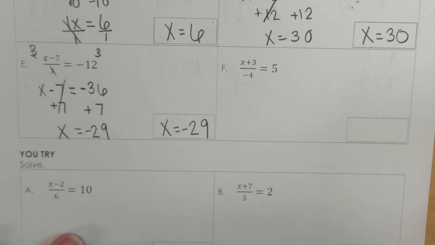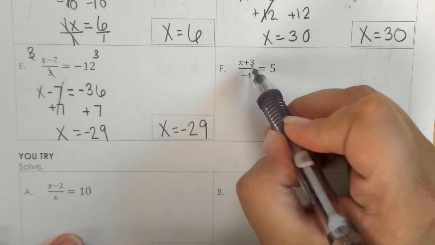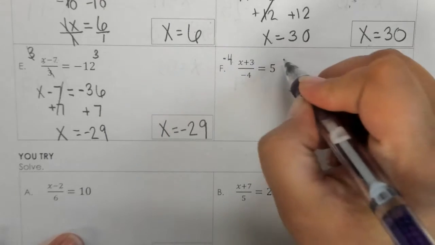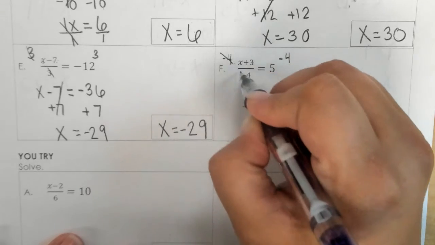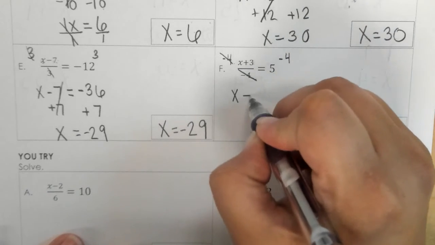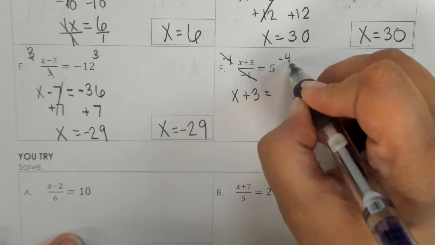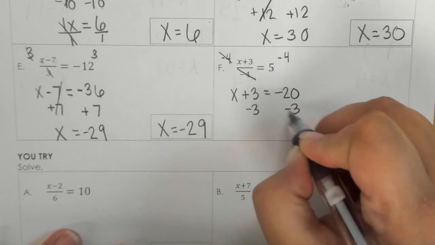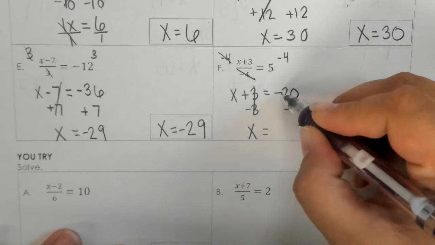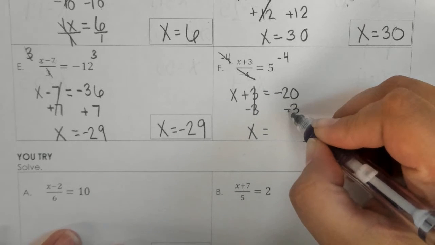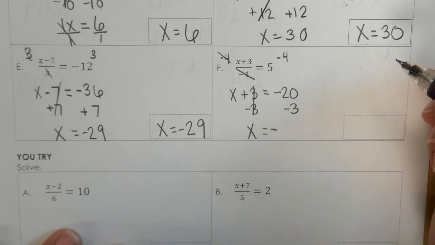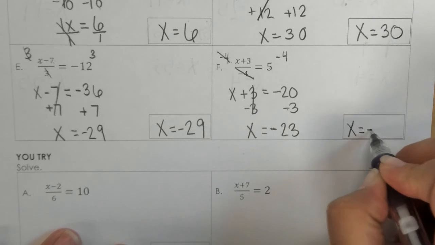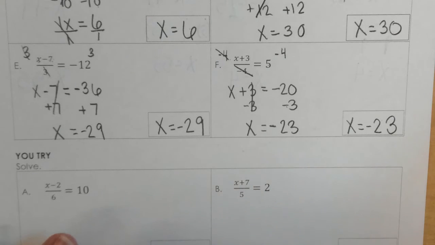Okay, F is the same way. This negative 4 is underneath the entire expression. So I'm going to do negative 4 here, negative 4 here, cancels. So we have x plus 3 equals, we multiply, we get negative 20. Subtract 3. Both of these numbers are negative. So we keep the negative, and we add the numbers, so we get 23. So this would be negative 23.